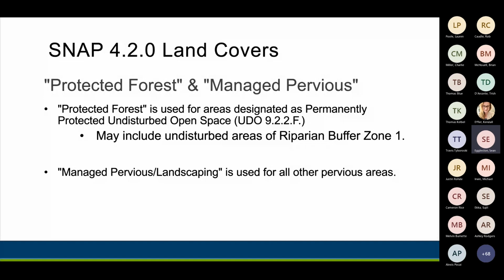This can include undisturbed areas of riparian buffer zone 1, given that there are rules requiring that it stay undisturbed forever. It would not include, say, a sewer easement running through zone 1 or any greenway that happens to be in it. But that would be required to be included as protected forest in both the pre-development and post-development conditions. And then managed pervious and landscaping is all other pervious areas on a site.